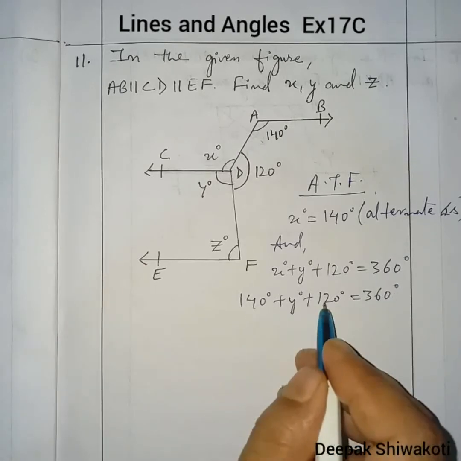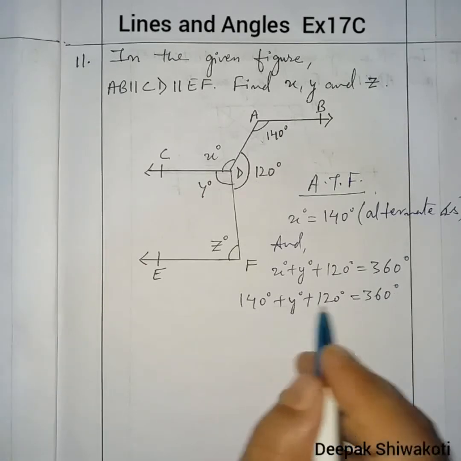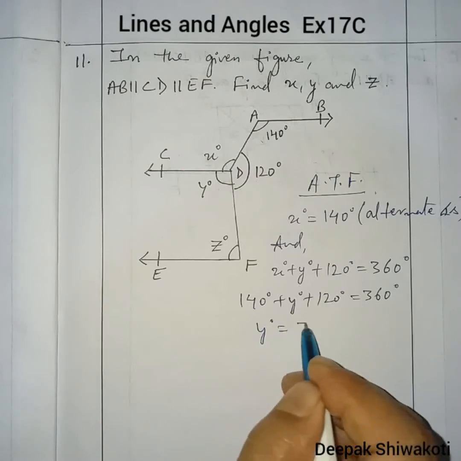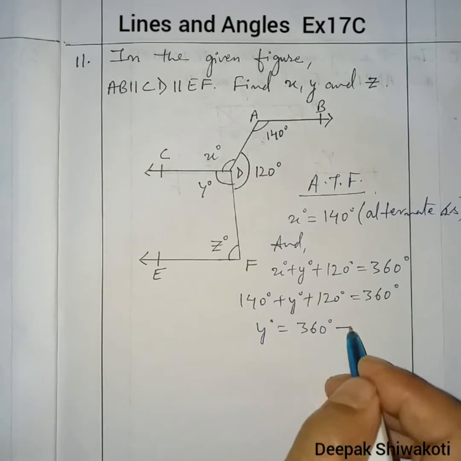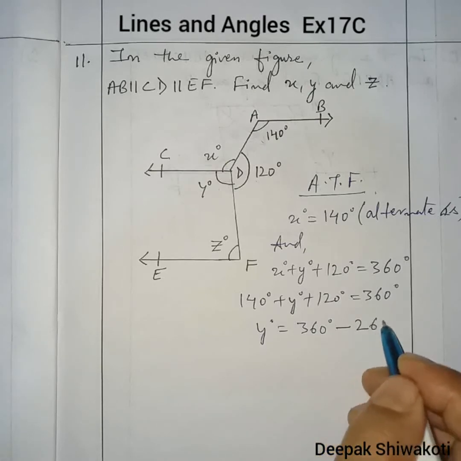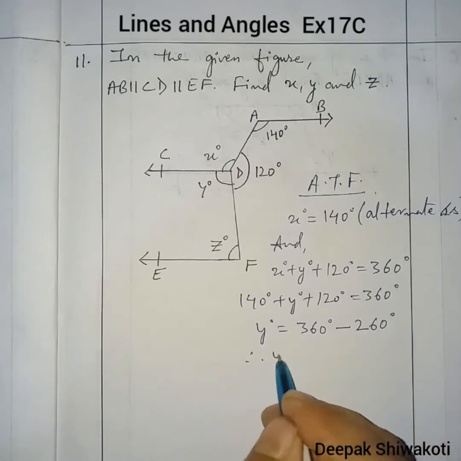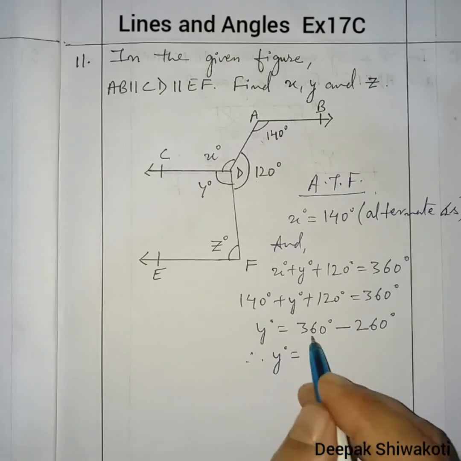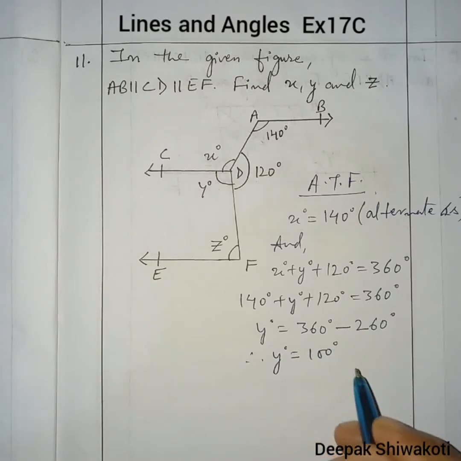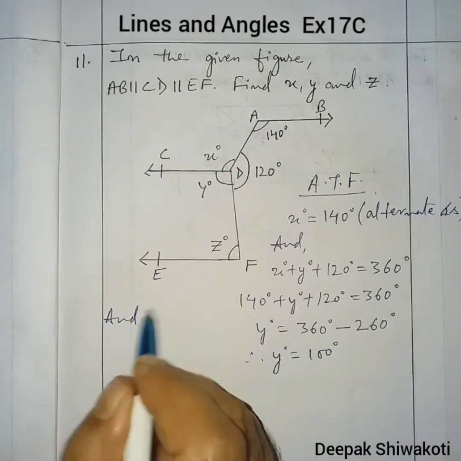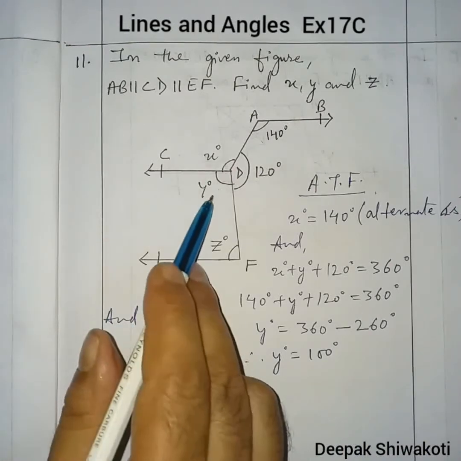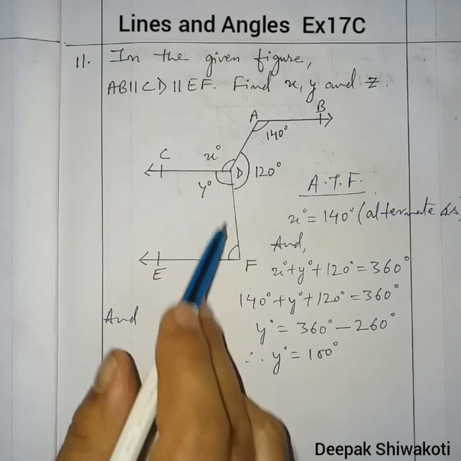So here the sum is equal to 260. y degree is equal to 360 minus the sum of these two, that is 260 degree. So therefore y degree is equal to this minus this, 100 degree. So y we have got. Now for z, y plus z, these two are co-interior angles.